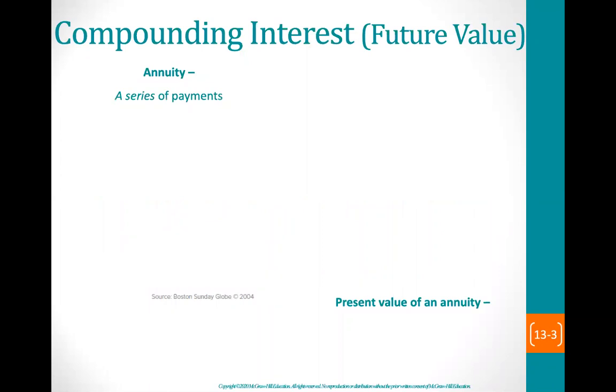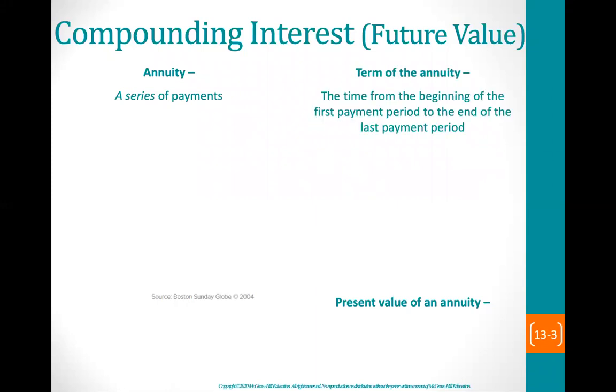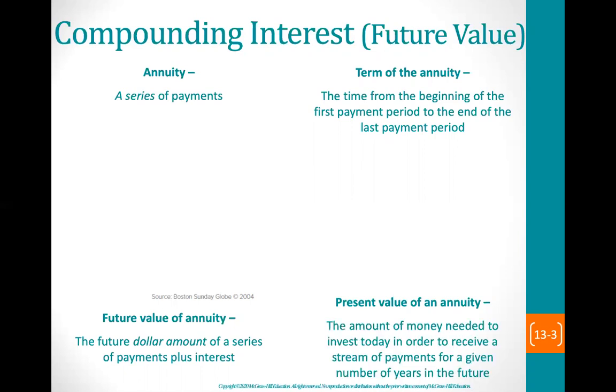An annuity is a series of payments. The term of an annuity is the time from the beginning of the first payment period to the end of the last payment. The future value of an annuity is the future dollar amount of the series of payments plus interest. The present value of an annuity is the amount of money needed today to invest in order to receive a stream of payments for a given number of years in the future.